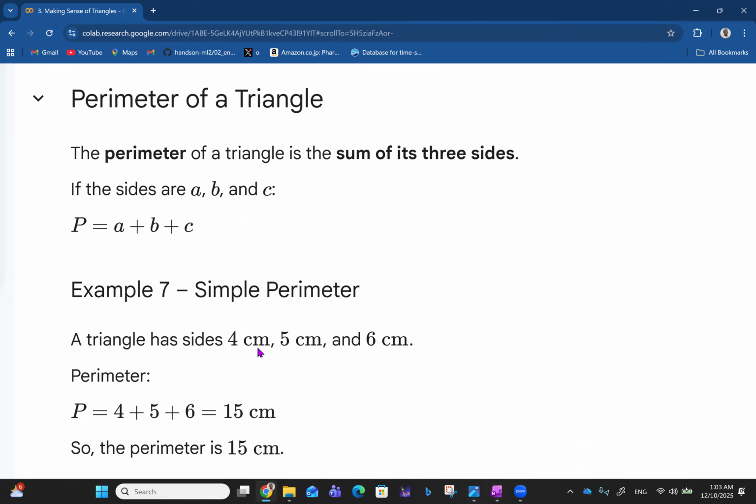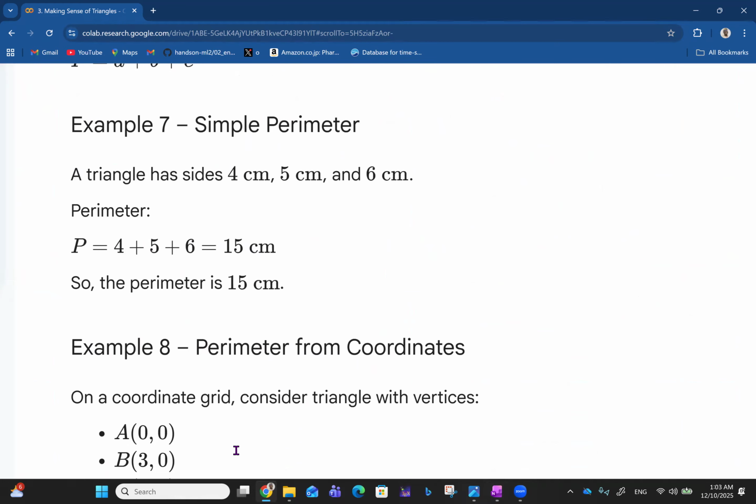So perimeter is just straightforward. A triangle has sides 4 cm, 5 cm, and 6 cm. The perimeter is simply 4 plus 5 plus 6, which is 15 cm. So the perimeter is simply 15 cm.